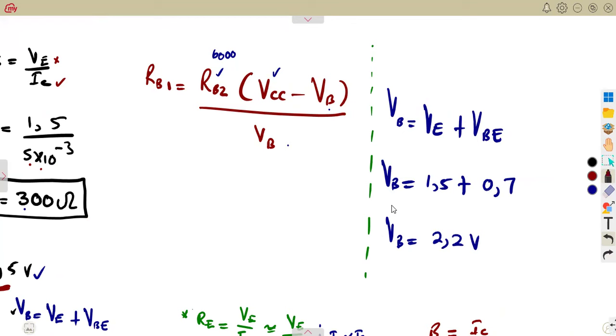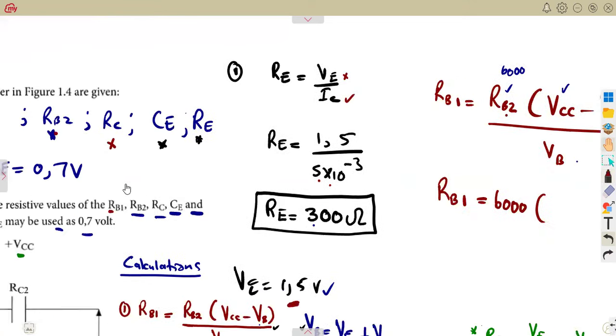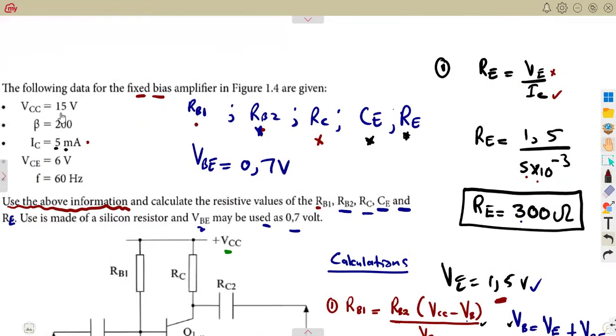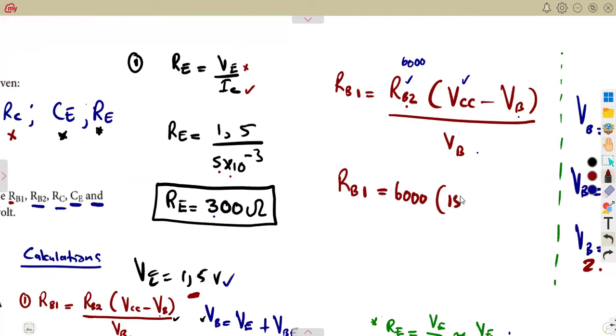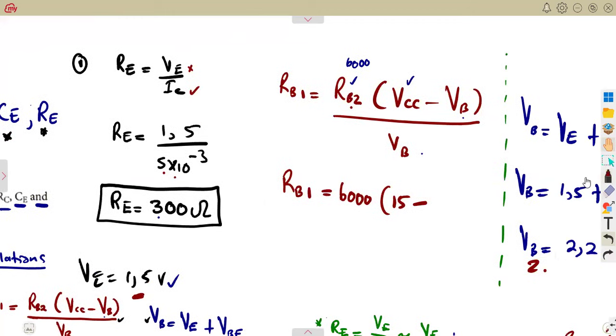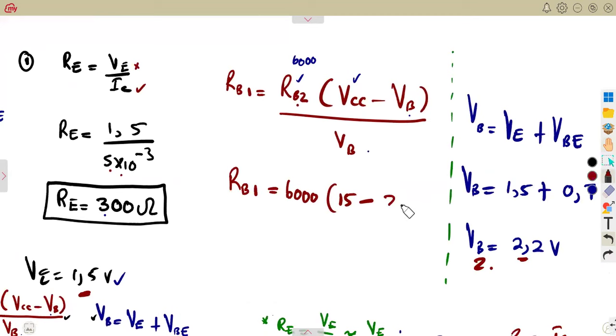Having the voltage VB is going to assist us to calculate the value of RB1. RB2, remember, we already have this value. We calculated and got 6,000 into VCC, which we are given. Our information, VCC is what? 15 volts. So that is 15 minus VB. What is the value of VB? Our VB is 2,2. And there you're going to divide again by the same VB, which is 2,2.